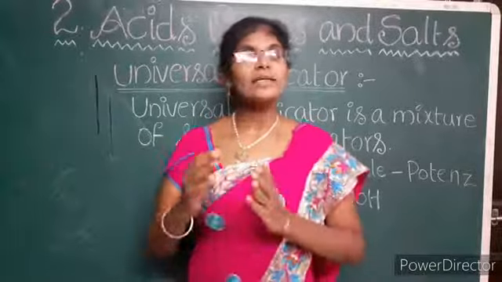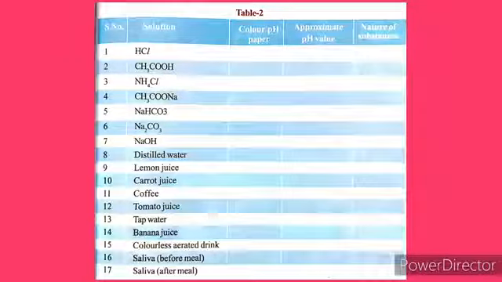Next, look at the table. Children, here they have given some solutions. They are acids, bases and neutral solutions also. By using pH paper, you test these solutions and write down the color the pH paper gets when we dip it into the solutions.